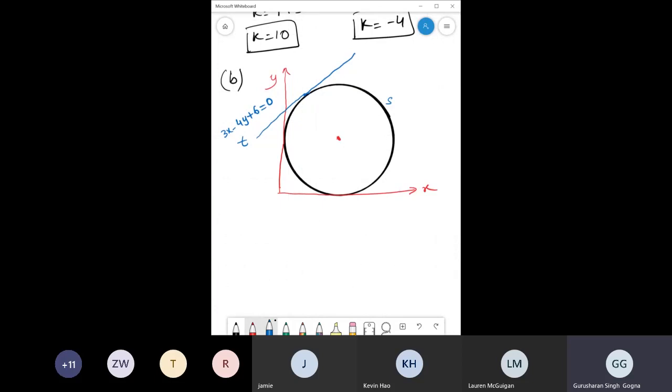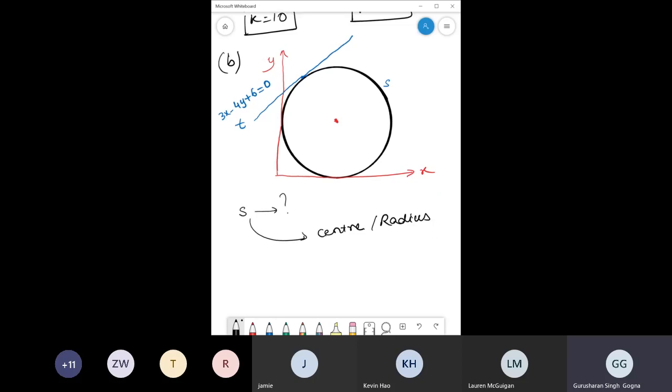Okay, so think backwards. What we want is the equation of the circle. In order to get the equation of the circle, what do you need? Center and radius, isn't it? These are the two things you need, because you know the formula (x minus h) whole square plus (y minus k) whole square equal to r square. So your whole focus is to get the center and the radius. So the question is how to get the center.